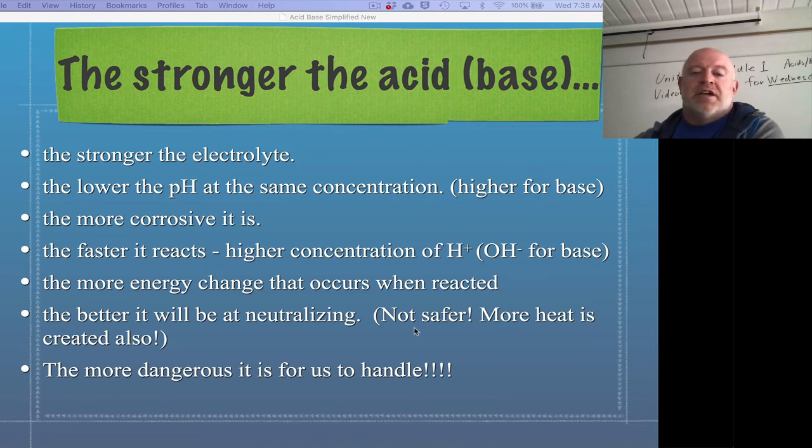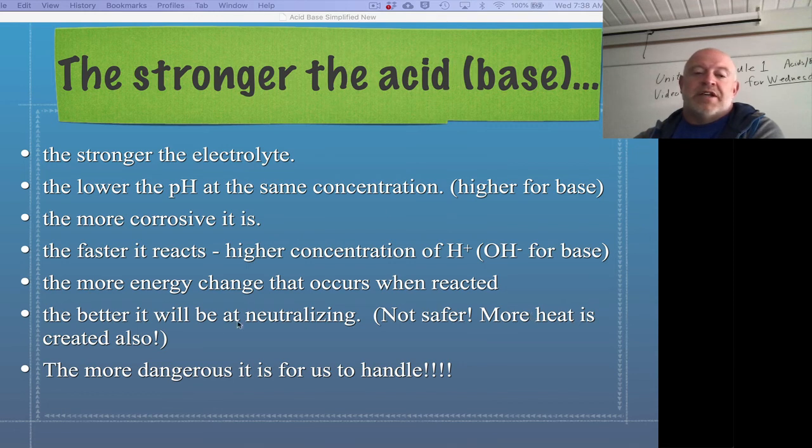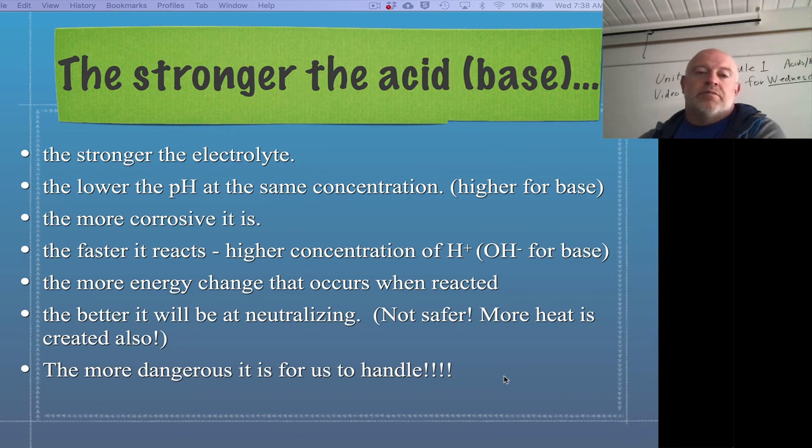The reason why is because we have way more heat generated in that neutralization process because it happens faster, so there's more energy change there. So even though the process is better, meaning it results quicker and easier, it also generates lots of heat energy. So that can actually be pretty dangerous for us. And then last and most important, it's way more dangerous for us to handle. So if you're working for a company and you're trying to decide on the chemicals you want to use, you have strong acids versus weak acids, and their relative strength will play a role in what kind of personal protective equipment your employees will have to be wearing.